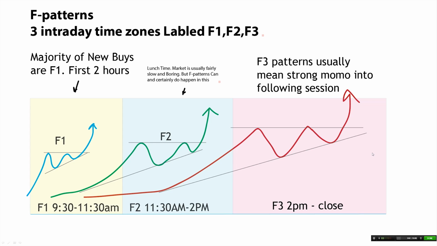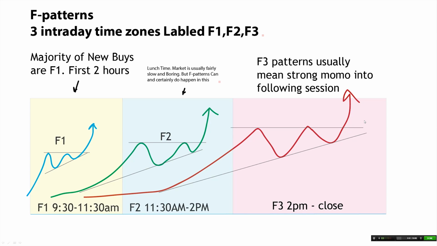F3 is usually when people start wrapping up the session, the last 2 hours, and figuring out what they're doing with their positions, if they want to buy into something leading into tomorrow. F3 is basically an F pattern breakout that's breaking out into the close. A stock that's breaking out near highs into the close typically means there's a lot of momentum going into the following session, and that could mean a potential gap into the following session.